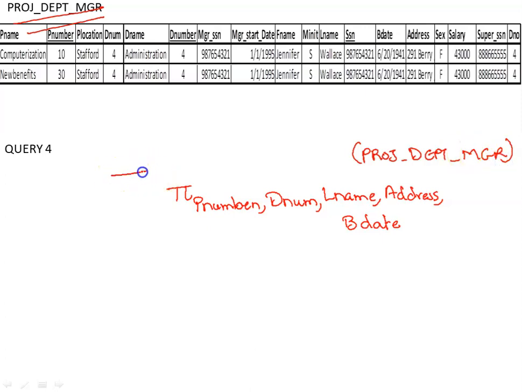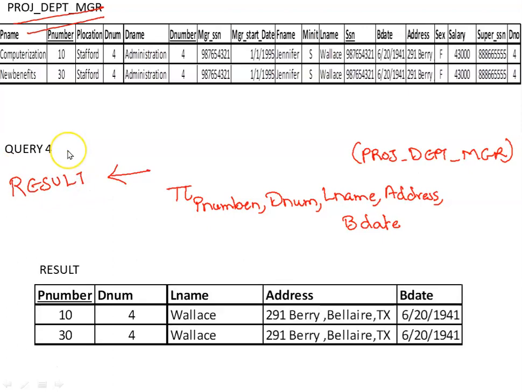And finally store this into a temporary or a final table named result. So this is what we get. Project number 10 and project number 30 are located in Stafford, managed by department number 4, where the last name of the manager is Wallace and his address is this with this birth date.